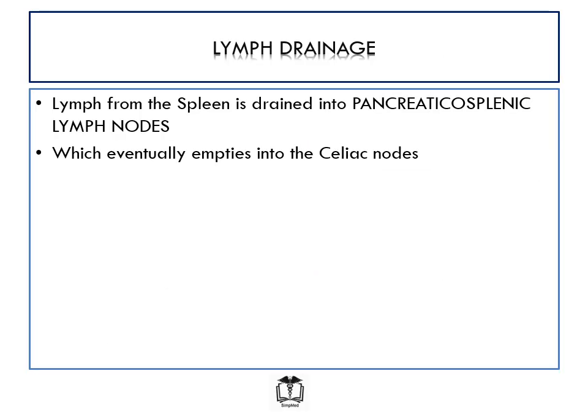The spleen tends to be drained of lymph by lymphatic vessels that end at the pancreatico-splenic lymph nodes. These are lymph nodes found very close to the splenic hilum, and they are also found along where the pancreas is, hence the name. And eventually, from these pancreatico-splenic lymph nodes, lymph drains into the celiac nodes.